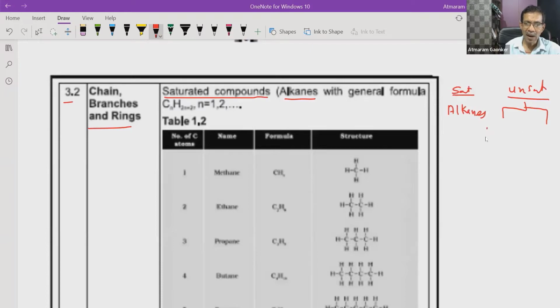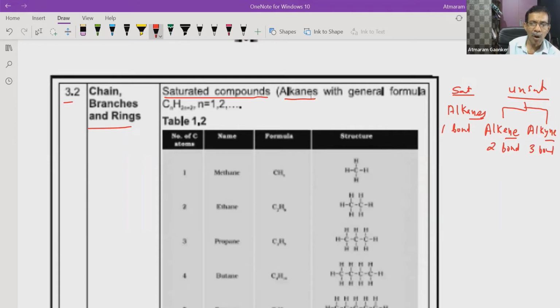One is alkene, E and E at the last here. Here at the last is A and E. And the next type is alkyne, Y and E. So this is a single bond, this is a double bond, and this is a triple bond.